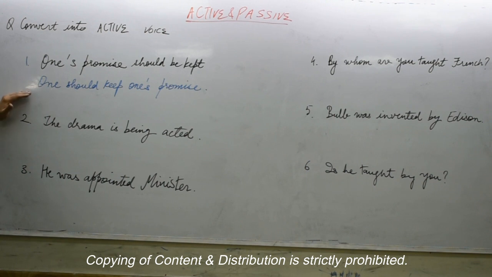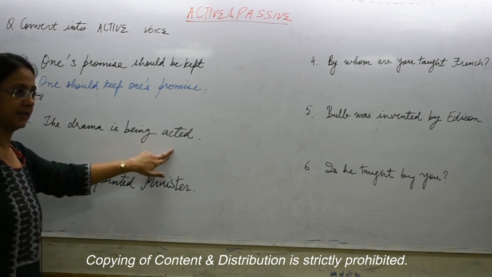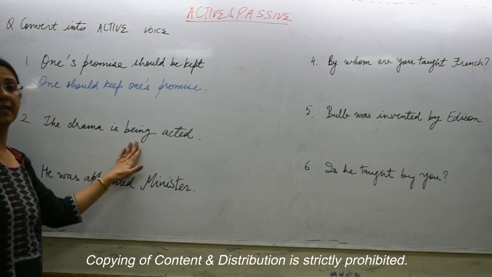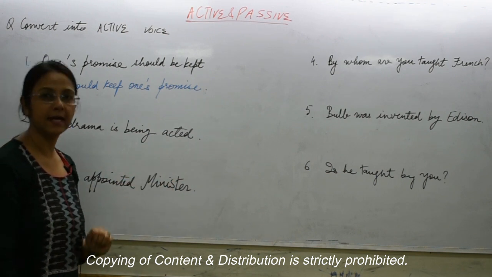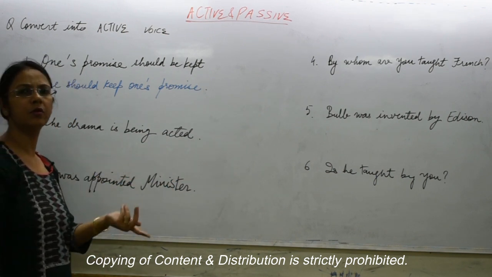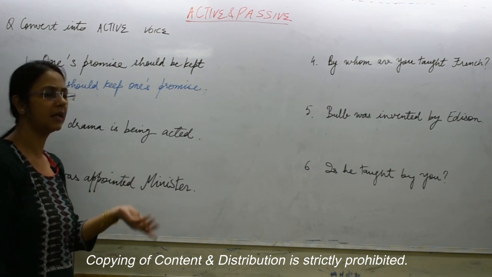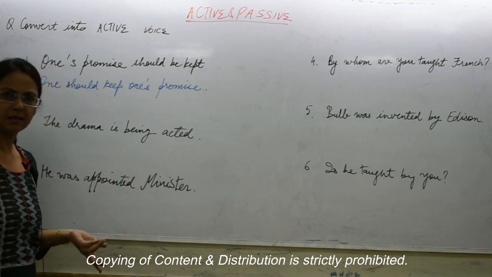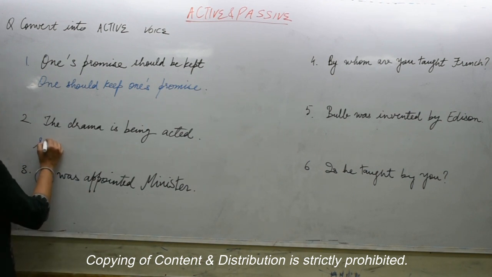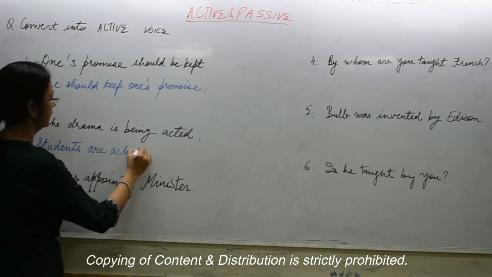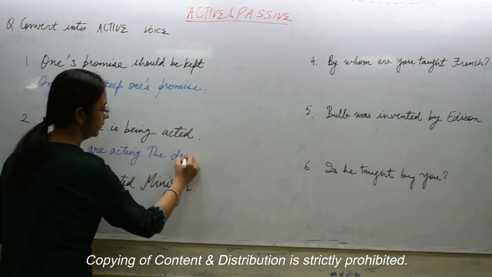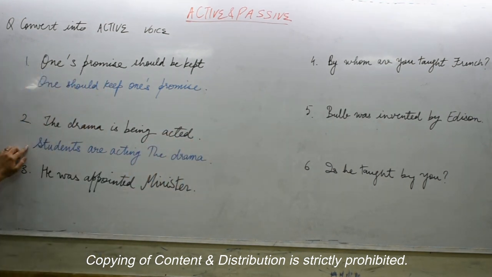Okay. Now, the drama is being acted. This is the ing form. Okay. So over here, we don't know who's acting the drama. So we'll put on students, or we can put on they, or participants, anything. So students are acting the drama. Students are acting the drama. It will become the drama is being acted.